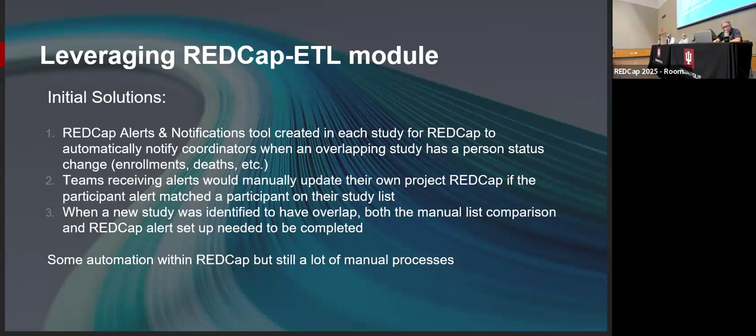Some of these studies for aging research were quite large, with a potential population of 6,000 or 7,000 people. So this got to be kind of out of hand, trying to manually continue to manage these lists and communicate across the teams. So with the alerts, there was some automation, but still a lot of manual processes going on to try to keep everybody in line.